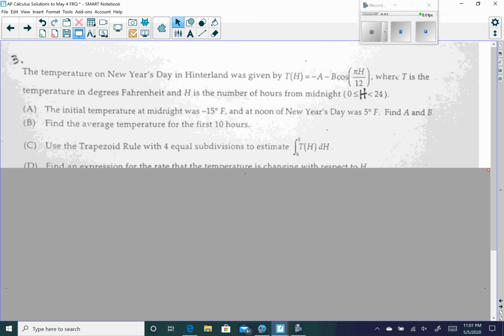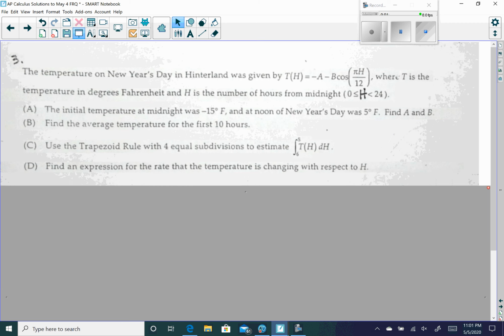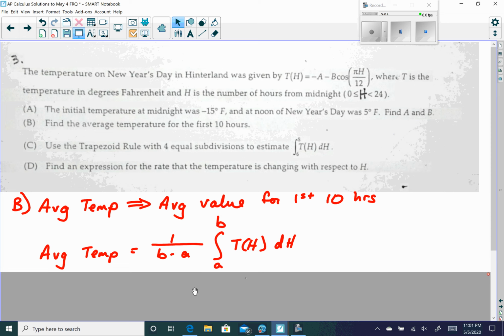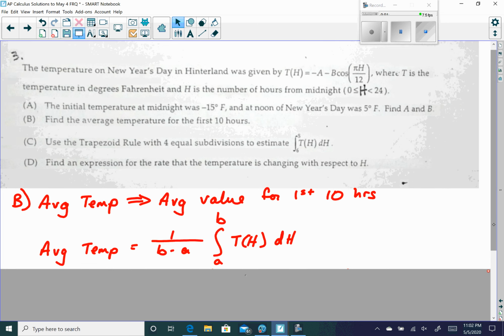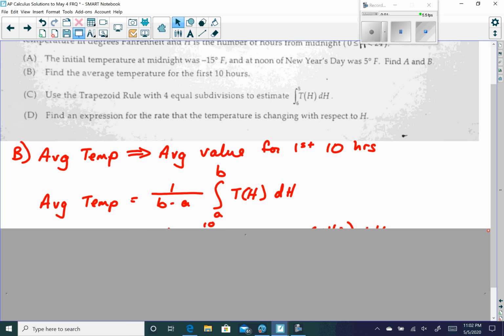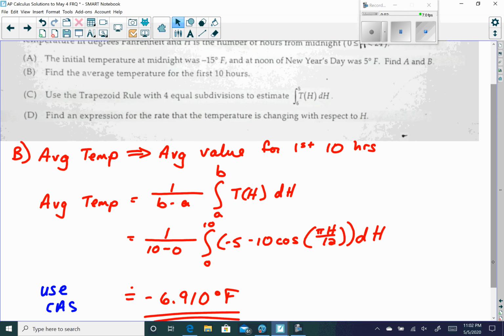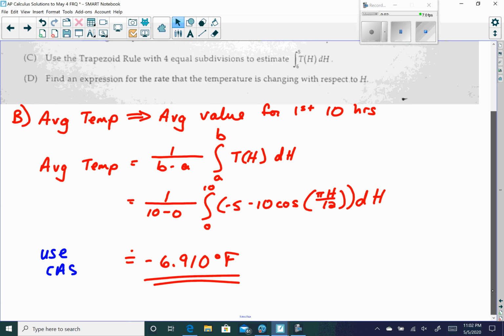All right, question B was asking us to find the average temperature for the first 10 hours. Well, the temperature is the y value because temperature is dependent on the time that passes. So this is just a good practice problem of average value. And here's the formula for average value, in this case of the first 10 hours. So I'm going to set this as 1 over 10 minus 0 times the integral from 0 to 10 of our T of h function. And all we have to do is type this into the calculator, and we get approximately negative 6.910 degrees Fahrenheit.